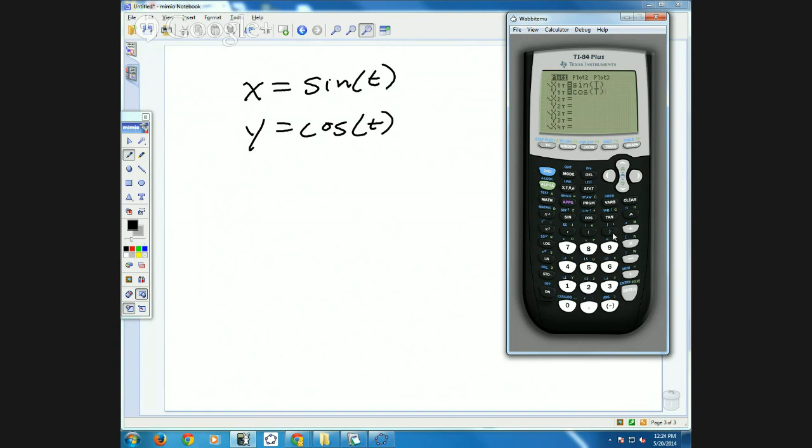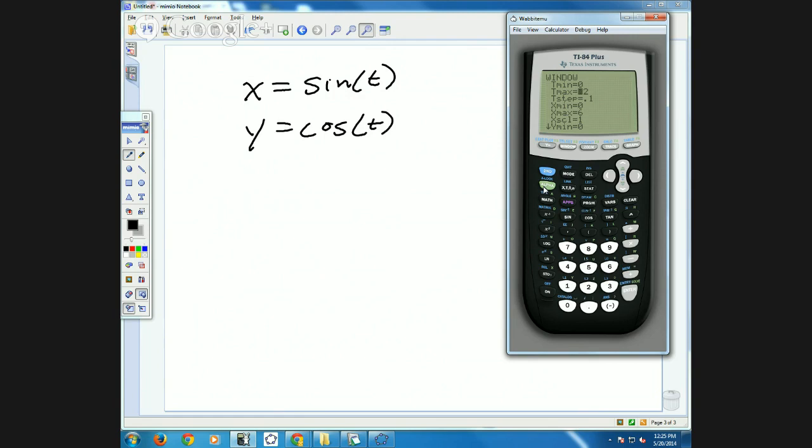Then you got to pick a window. Now the window is a little trickier because not only do you have to say where to look for x and y, but you got to tell the calculator what values of t to use. So what value should t be to do a complete cycle for sine or cosine? 0 to 2 pi, yeah. So I'm going to go from 0 to 2 pi for t min, t max.